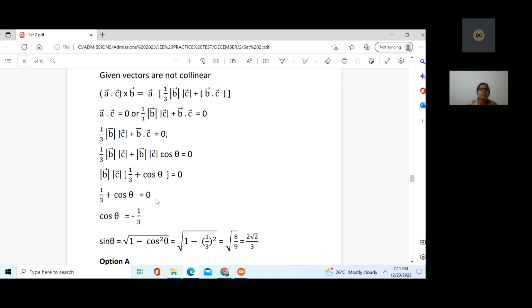Now what is sine theta? Once you know cos theta, you can find sine theta, right? It will be root of 1 minus cos square theta. So 1 minus (minus 1 by 3) square. It will be root of 8 by 9. Root 8, you will be able to write this. Once you have root 8, you need to change it because the options are in the other format. So it's 2 root 2, it's just 2 root 2 by 3.